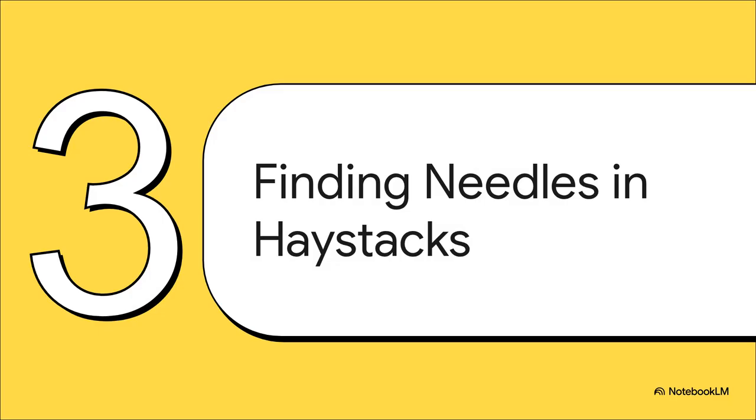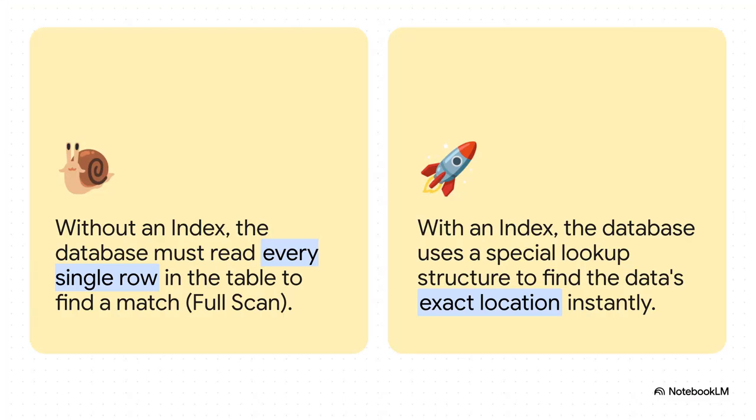Okay, so our data is safe, it's consistent, it's great. But there's another problem. What happens when your table doesn't have 100 rows, but 100 million or a billion? How on earth do you find that one piece of information you need without waiting forever? This is where indexes become your best friend.